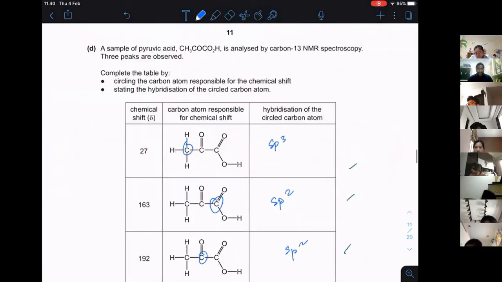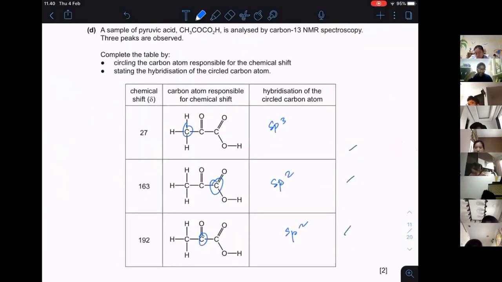So the next one is a sample of pyruvic acid, which is going to be analyzed using carbon-13 NMR spectroscopy. They have identified 3 peaks over here. So we need to find out, by circling the carbon atoms, because they are using carbon-13 NMR, the carbon atom responsible for the chemical shift, and state the hybridization. Once you know which carbon, I think the hybridization is quite simple.